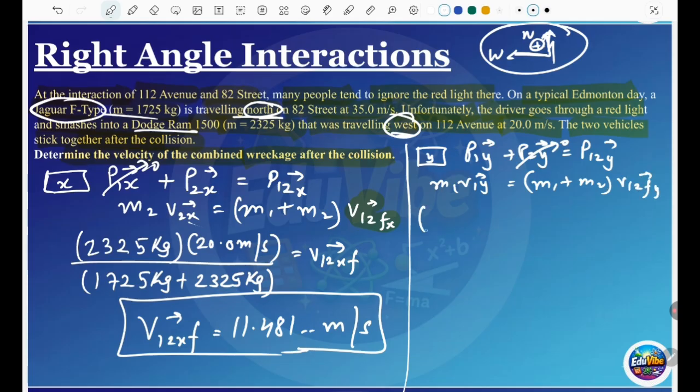Now m1 is 1725 kg, and v1y is 35.0 meters per second. Again, this is in the north direction, with north as positive. The m1 plus m2 goes over there, so it divides. So this plus this.